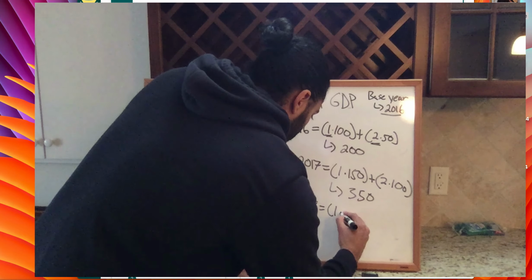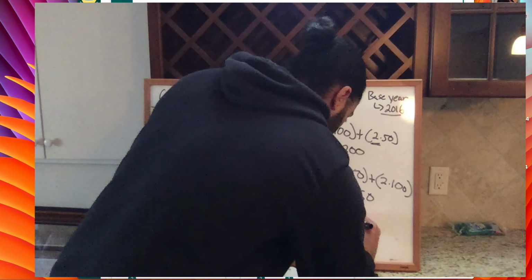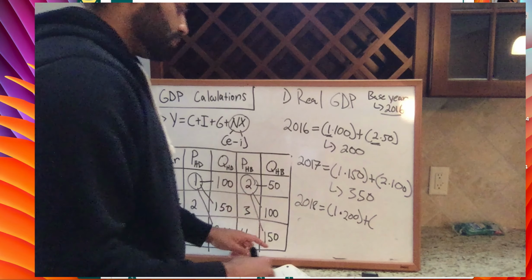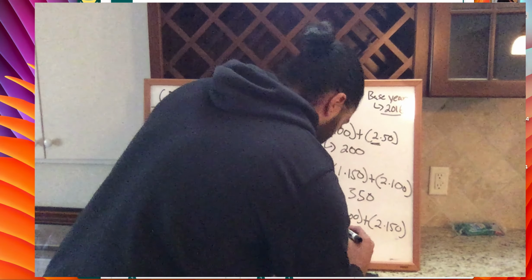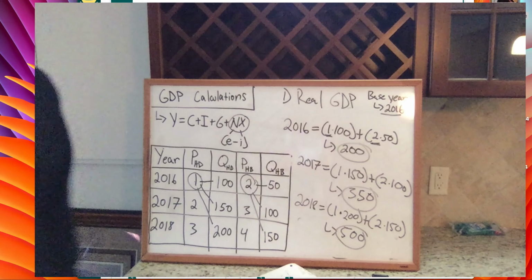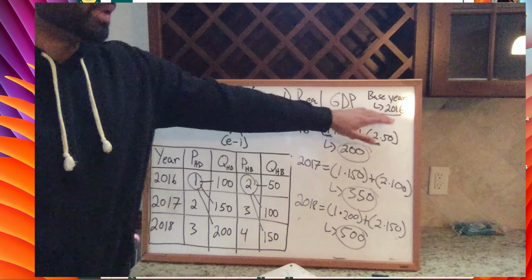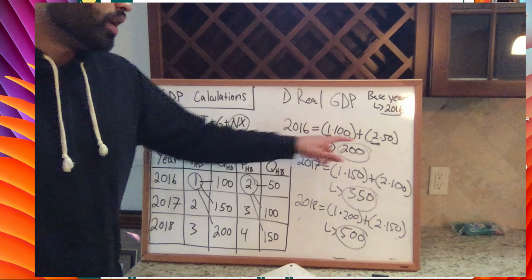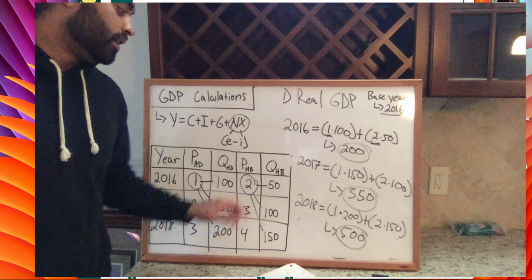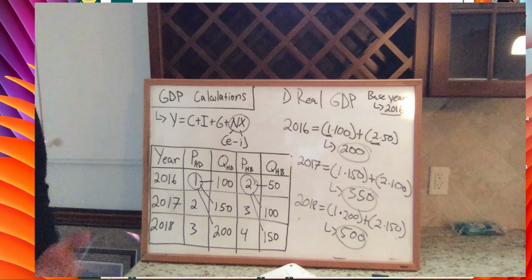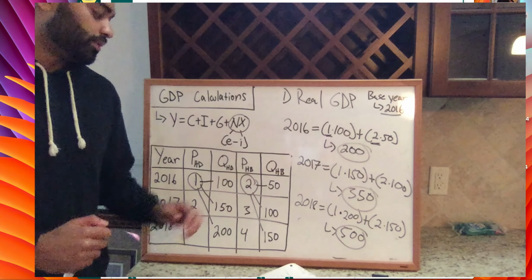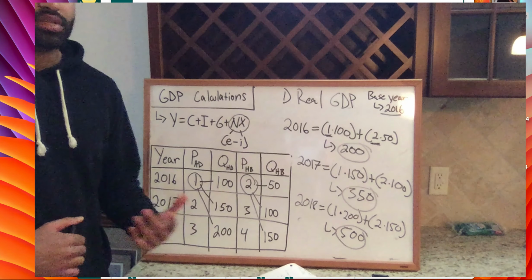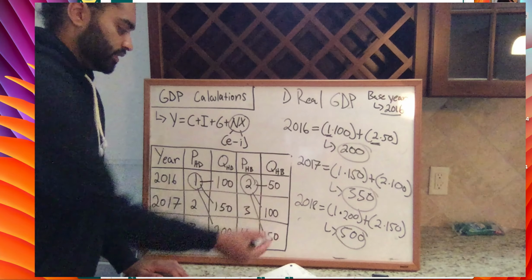So again, it's 1 multiplied by 200 plus 2 times 150. And the answer to this is going to be 500. So these should be the answers to your real GDP. Again, price is staying constant based on our base year. Our base year prices are 1 and 2, which is given by our graph, and you're just going to multiply it by the quantity. Now, real GDP takes into account inflation. We're controlling for inflation, and we're measuring a change in output. That's what real GDP measures, just a change in quantity.